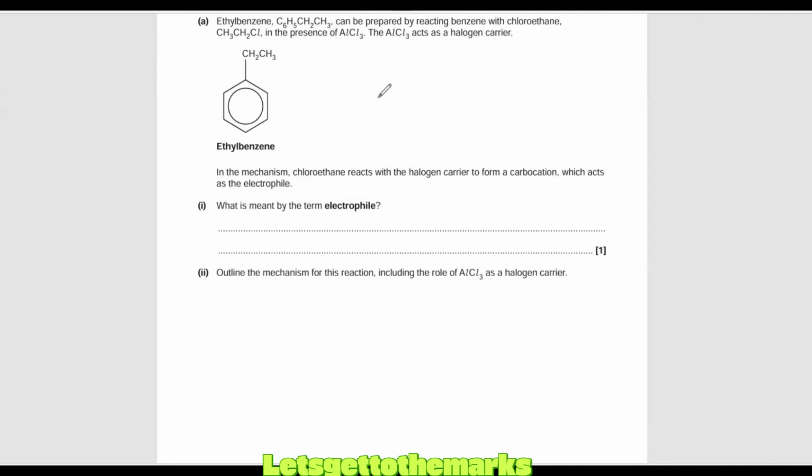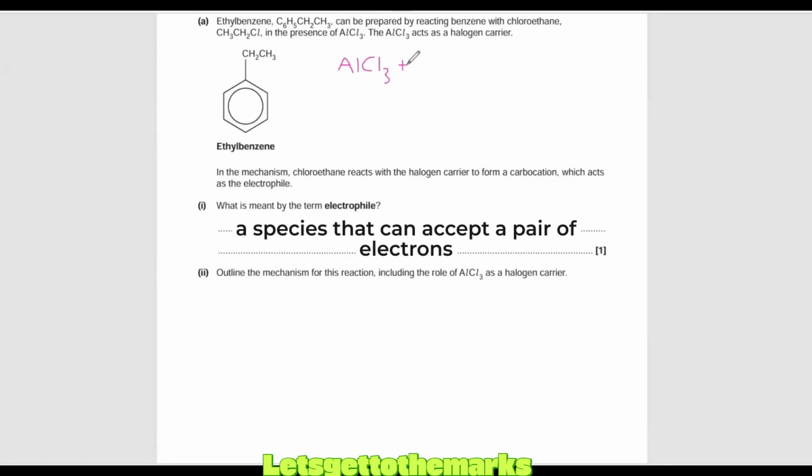So first up for 1 mark, what is meant by an electrophile? An electrophile is essentially anything that will accept a pair of electrons, things that are attracted to electron dense or rich areas. Now we're going to get into the mechanism.